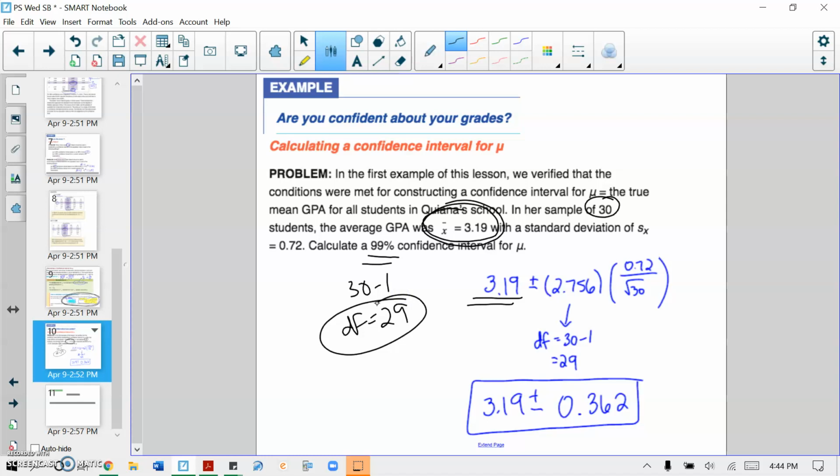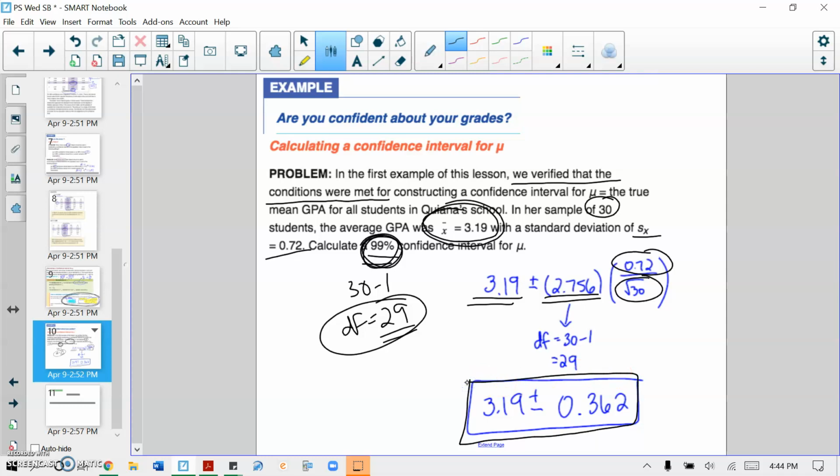Now technically I probably should have checked for my conditions, okay, but it does say we verified that the conditions were already met. So yay, I don't have to worry about it, okay? So you don't have to check the conditions unless they don't say that. So if you use degrees of freedom of 29 and 99% confidence on the bottom of your t-table, that's where I got this number from, okay? The sample standard deviation is 0.72, all divided by the square root of n. And I start doing my calculations, and that's where I get my interval.